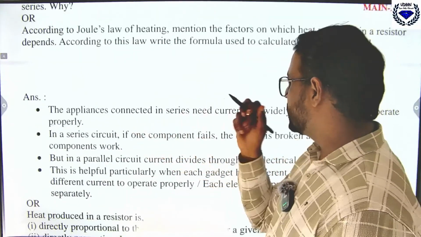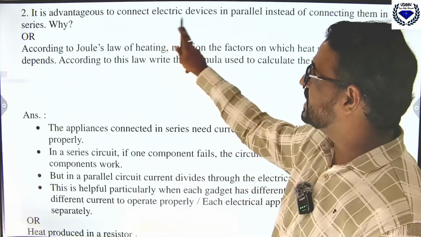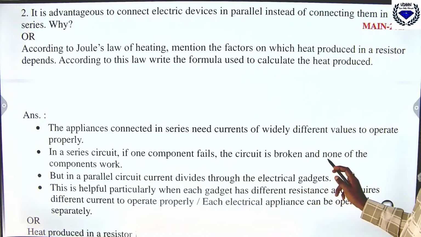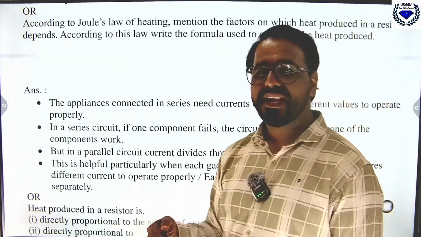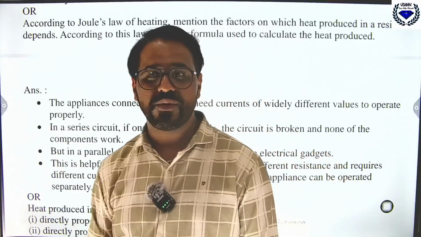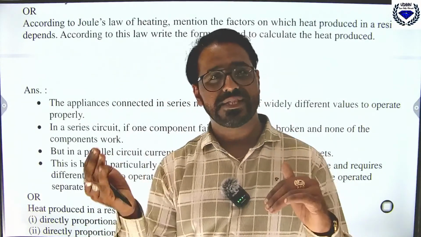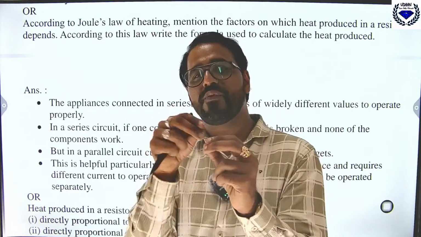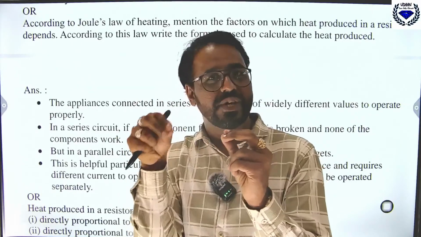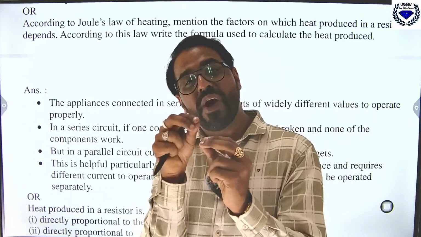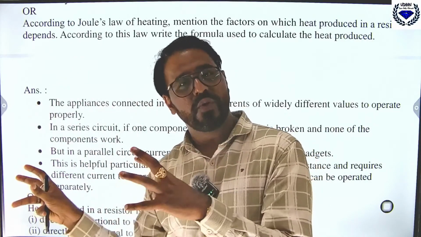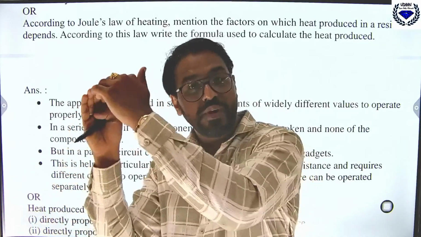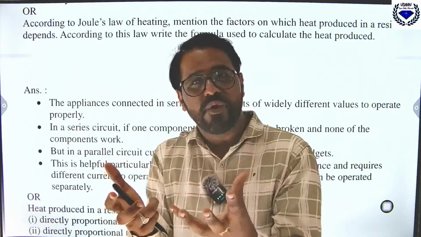the electrical circuits in series, see the answer for this, is it advantageous to connect? The answer is the appliances connected in series need currents of widely different values to operate properly. Okay, so somebody is asking me, sir, why are resistors used? See, resistors are used to decrease or increase the current. I will give one example. Your mobile phone charger, if you just break it, you find multiple small resistor components on it. So why are they used? Your household voltage is 220 volt, but your mobile phone only needs what? 10 volt. So who will decrease that voltage? Who will decrease that current? We need someone. Those are resistors.